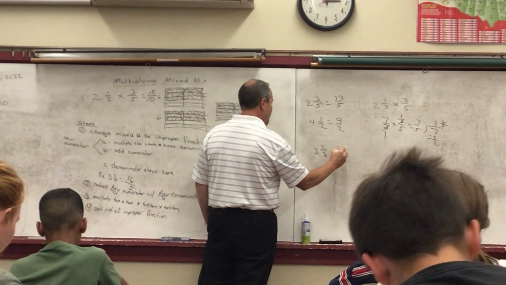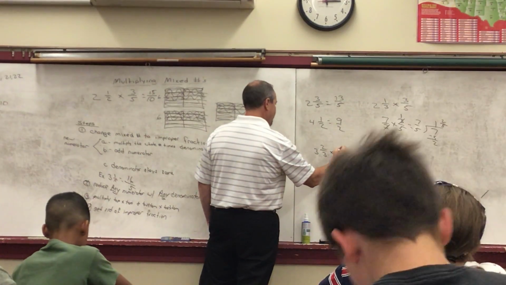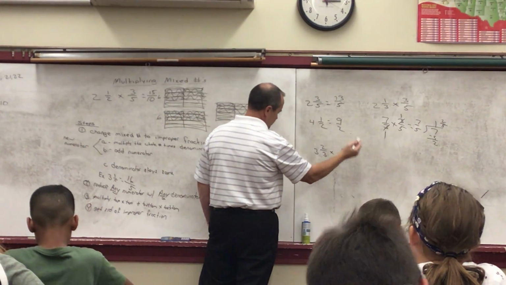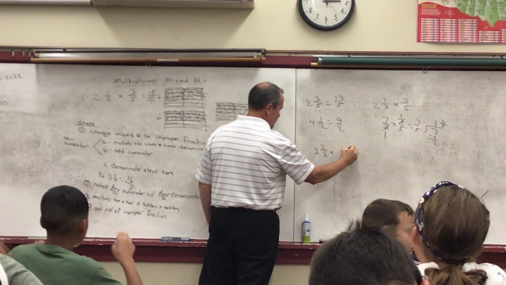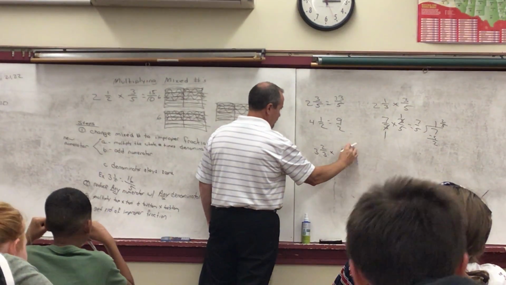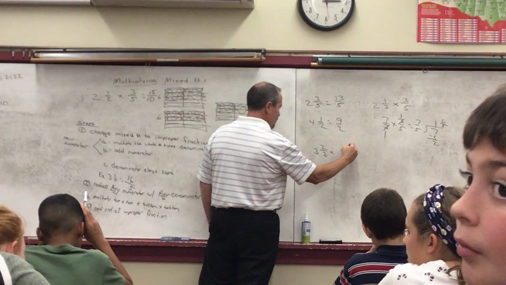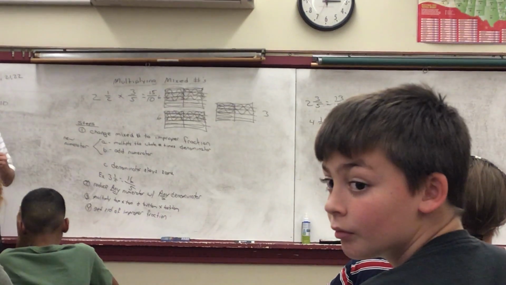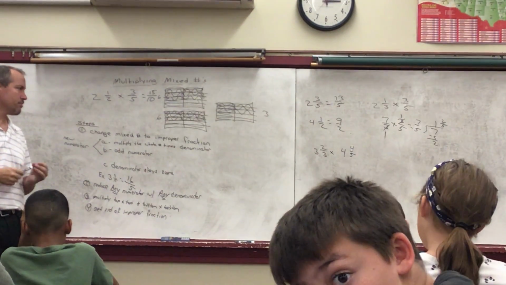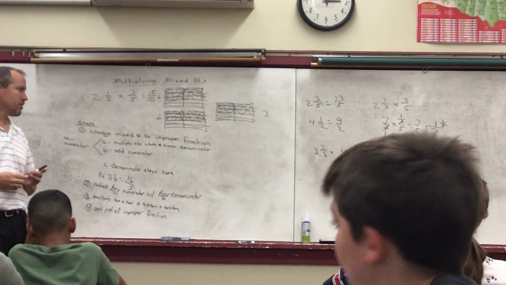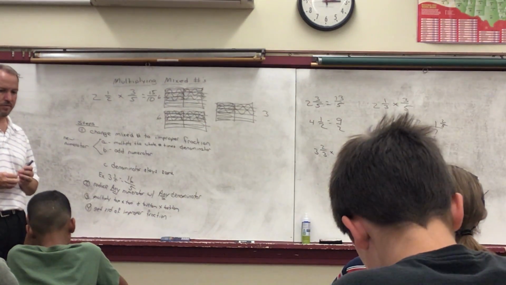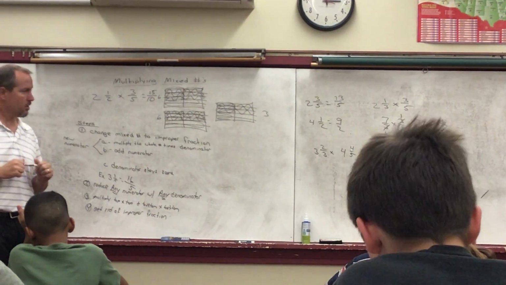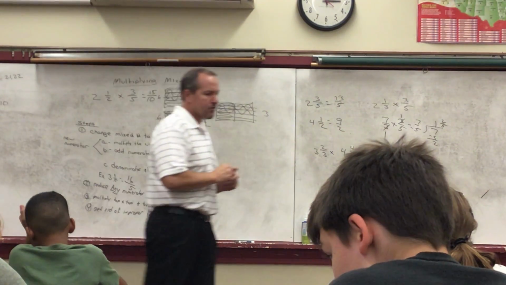3 2/3 times 4 4/5. 3 2/3 times 4 4/5. Okay, so the first thing you're going to do, change the mixed numbers to improper fractions.